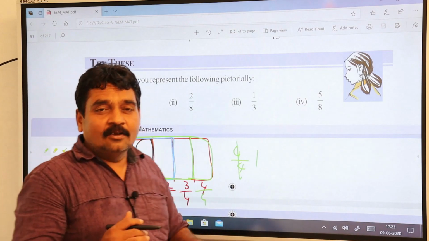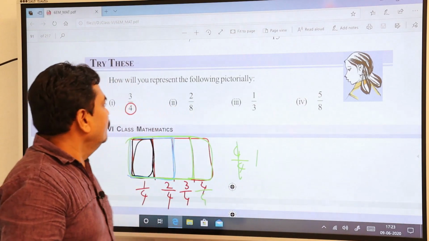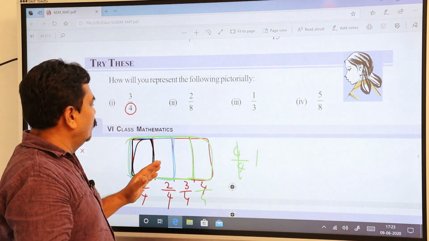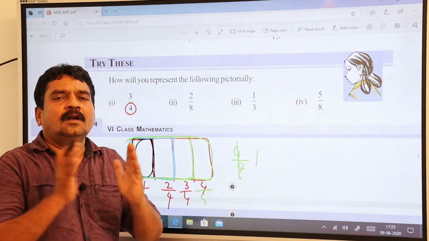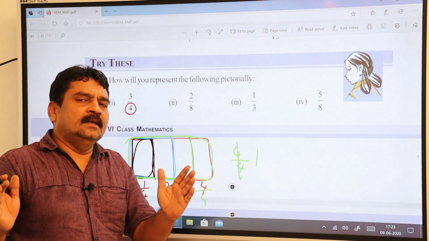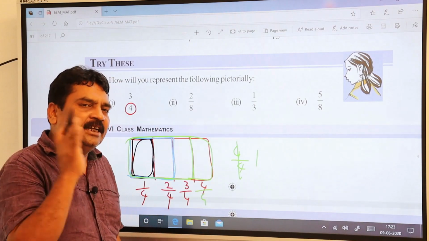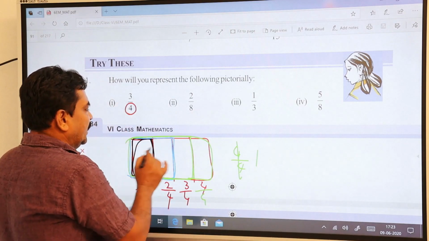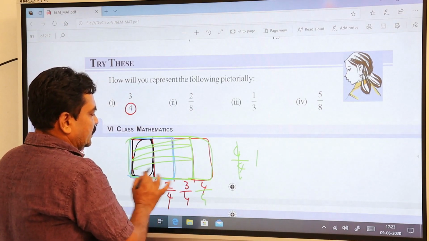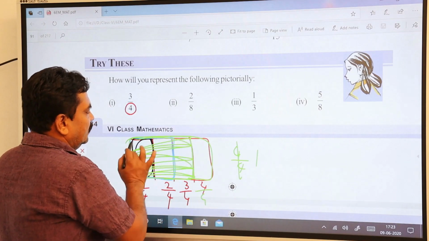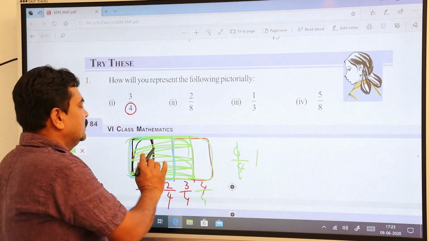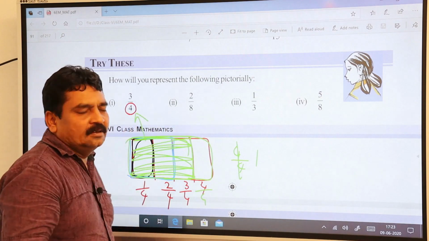In this way you are going to represent all these questions given here. 3 by 4 means you have to draw 4 equal parts and shade any 3 out of them. So I am going to shade 3 parts like this. Then this picture represents the fraction 3 by 4.